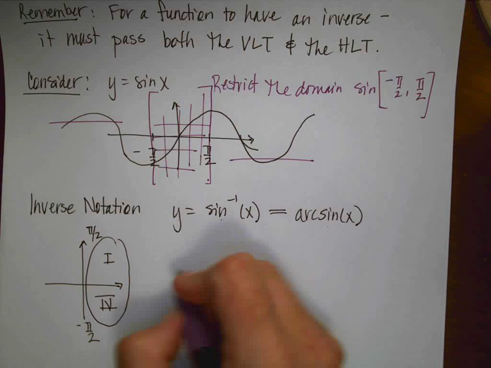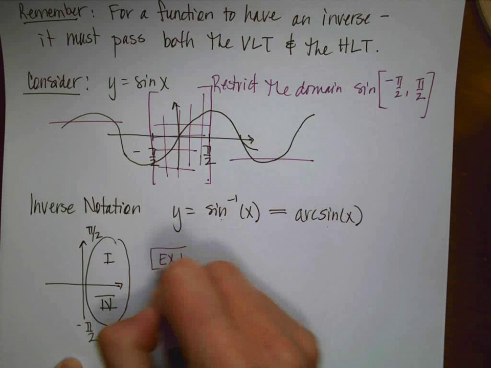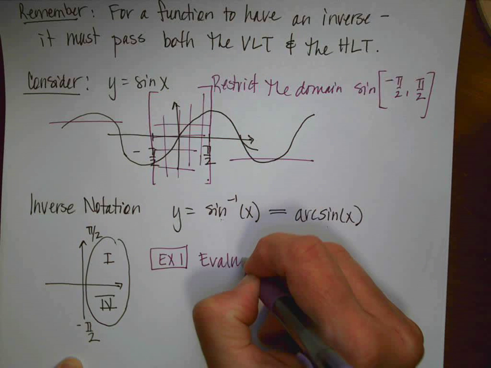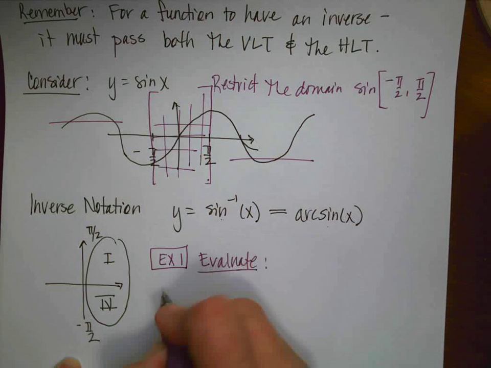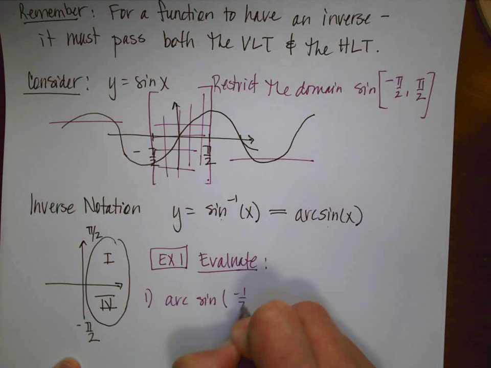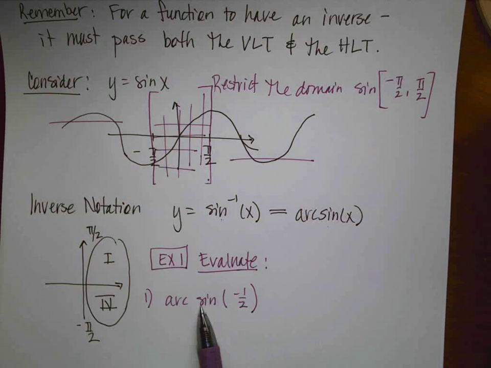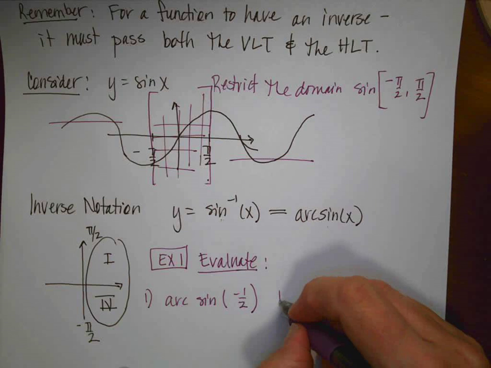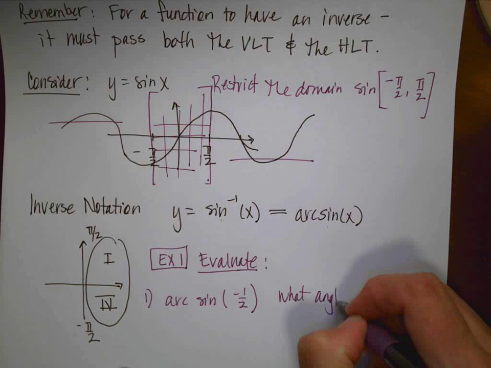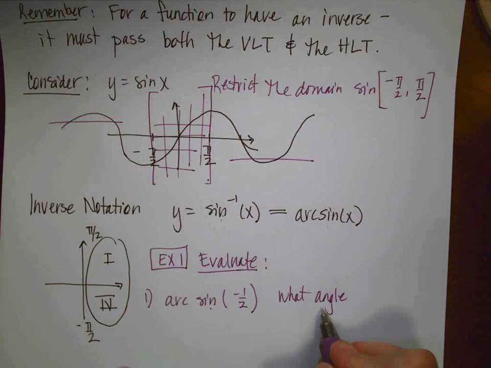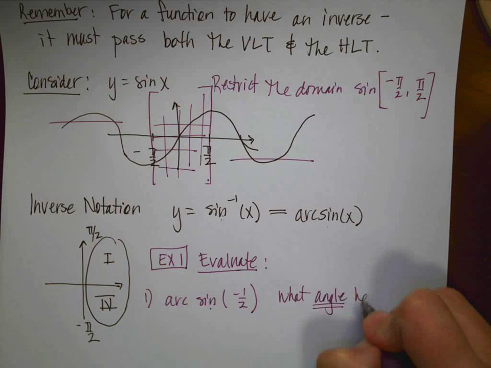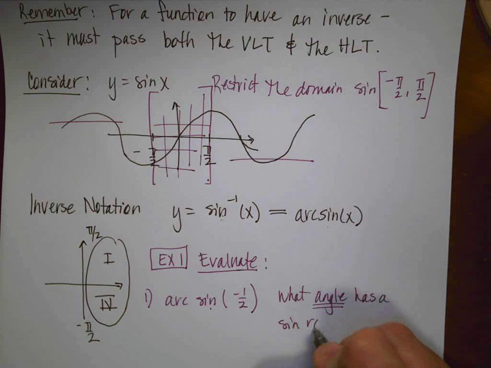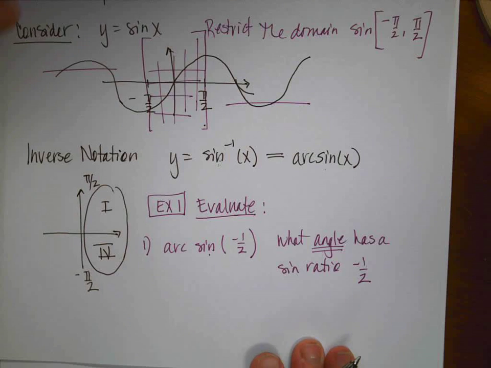Alrighty, so let's do our first example. So example number 1 is going to say evaluate arc sine of a negative 1/2. When you see arc sine or inverse sine and a value on the inside, this says what angle, because arc sine or inverse sine is asking you to find the angle, has a sine ratio of a negative 1/2. That's what this problem is actually asking you to do.